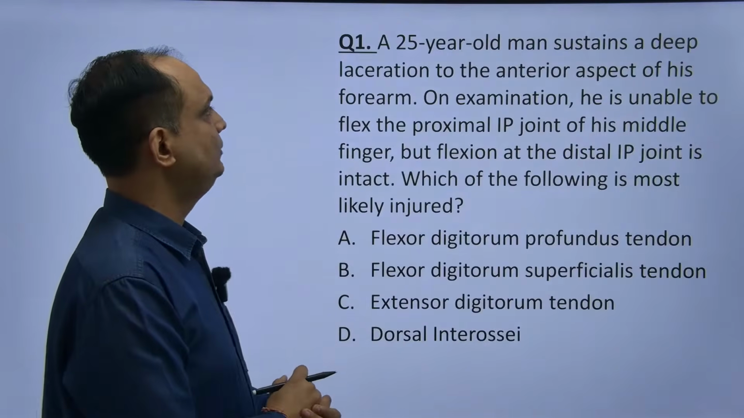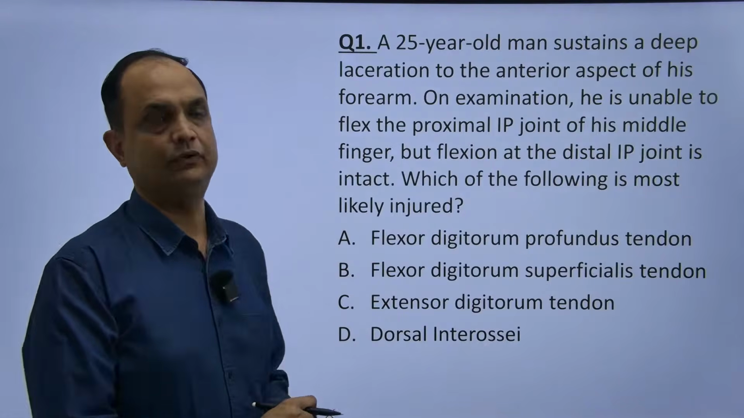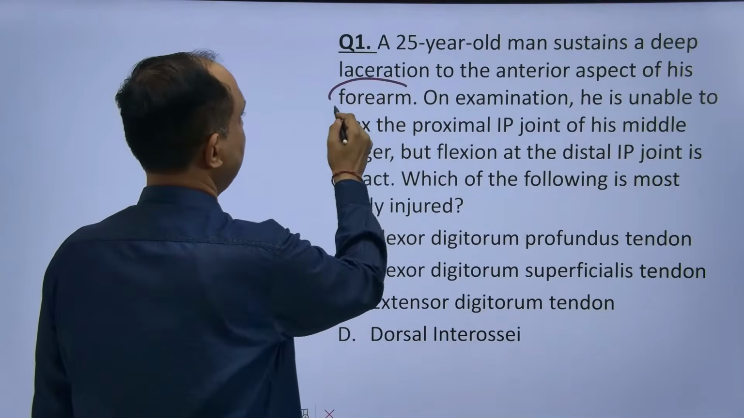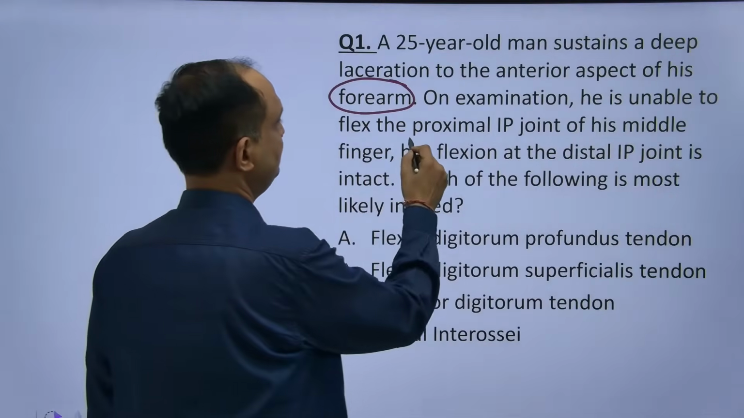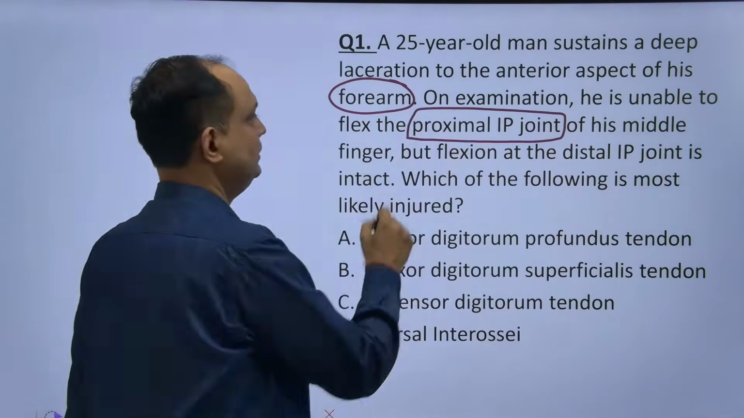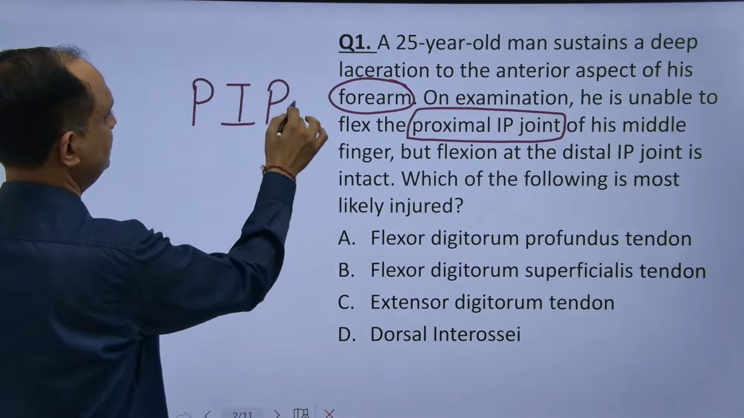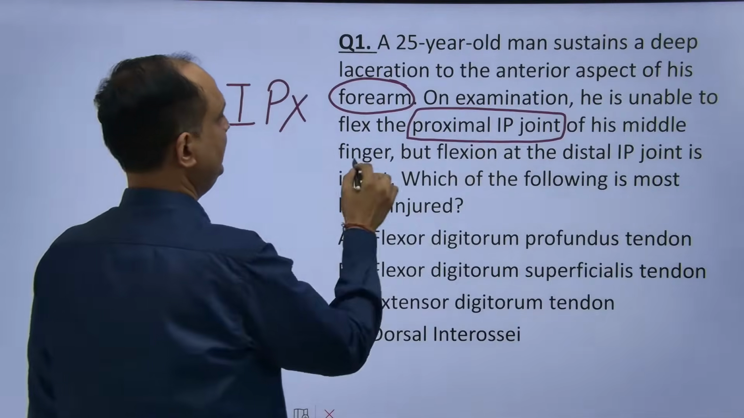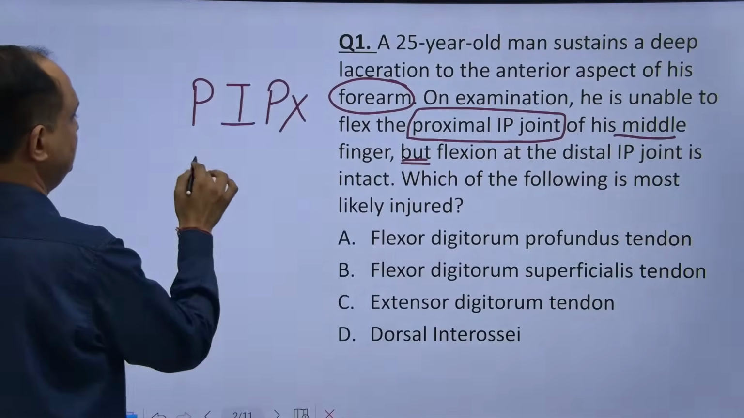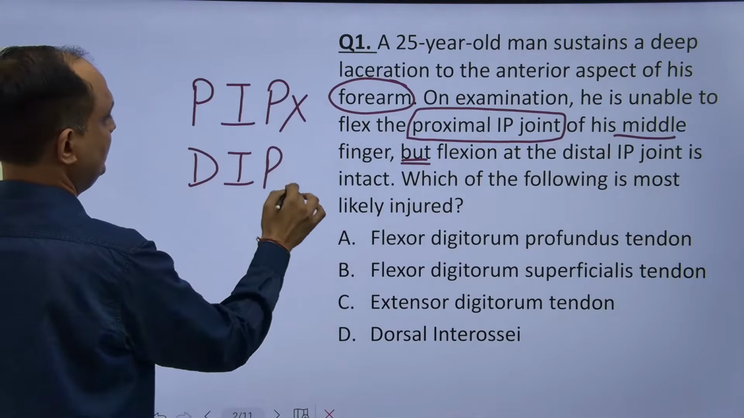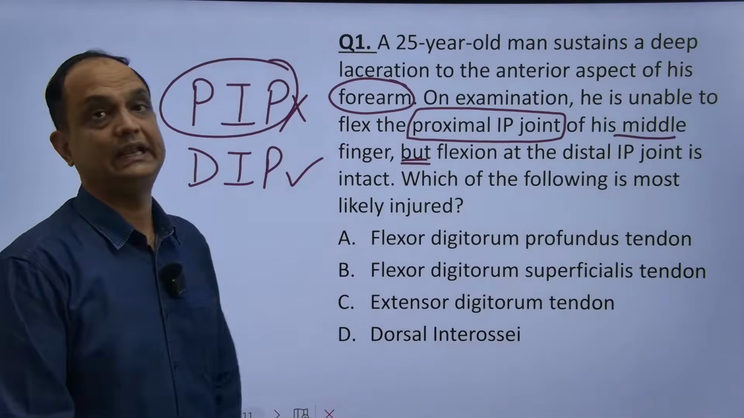A 25-year-old man sustains a deep laceration on the anterior aspect of his forearm. That means you will have the question related to the muscles of forearm. On examination, he is unable to flex the proximal interphalangeal joint of his middle finger, but flexion at the distal IP joint is intact. So the distal IP joint is normal and the proximal IP is not working. Which of the following is most likely injured?